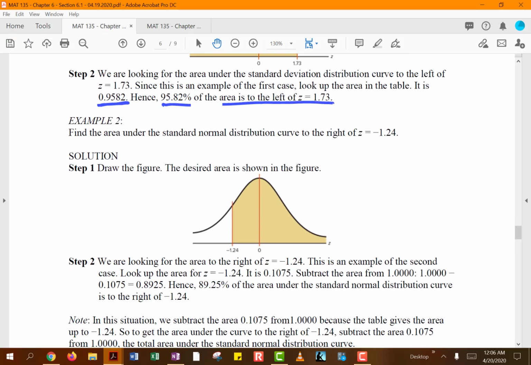Now, if we wanted to find the area which was going to be to the right of the z-score of negative 1.24, which means again we're looking at negative 1.2 in our leftmost column, and then on the top row we will be looking at 0.04.